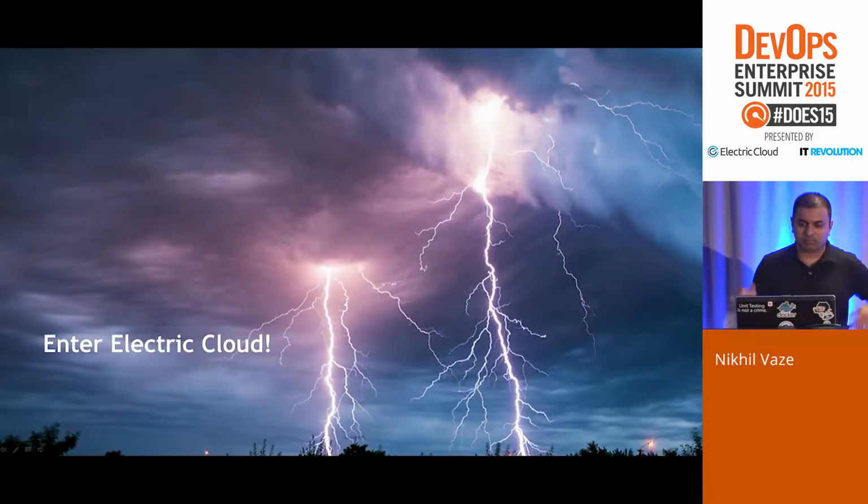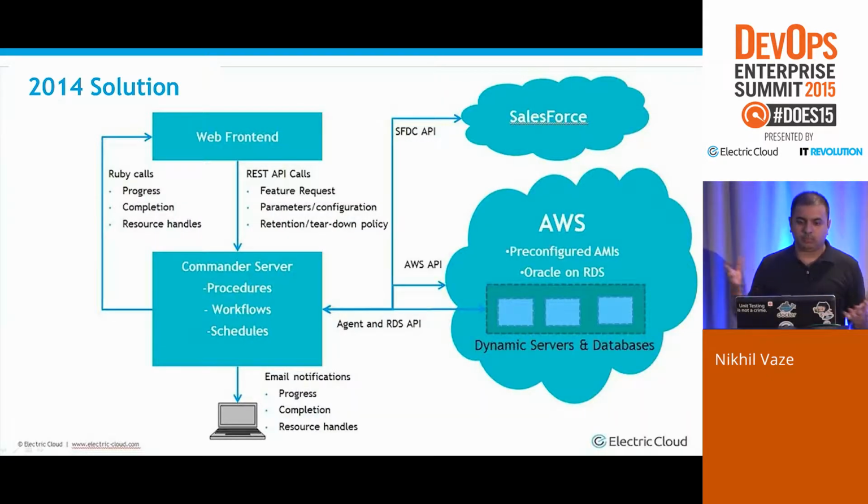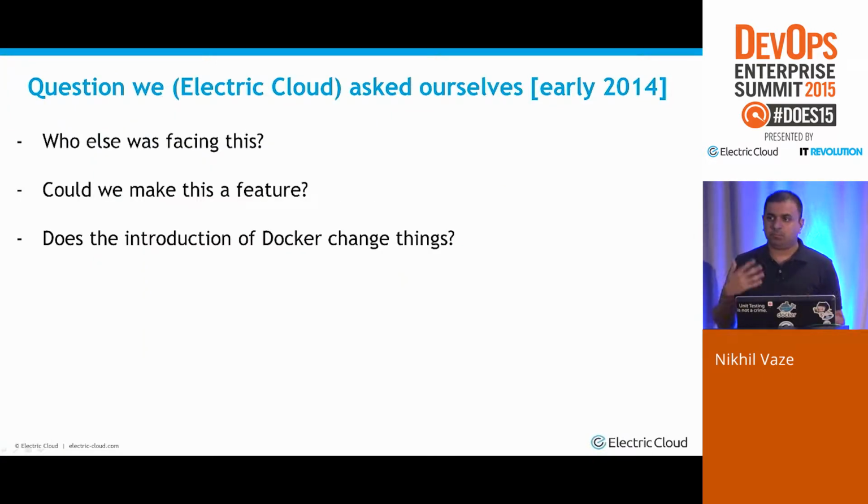And so we're Electric Cloud, we care about software delivery, right? So in 2014, we helped them come up with this sort of solution. Our Electric Flow product was called the Commander Server, and it was a lot of do-it-yourself kind of PS work that went on to get this solution. But we were like a workflow engine that called out to all these different pieces. But we asked ourselves, hey, we're hearing this. How common is this? Could we make this into a feature?